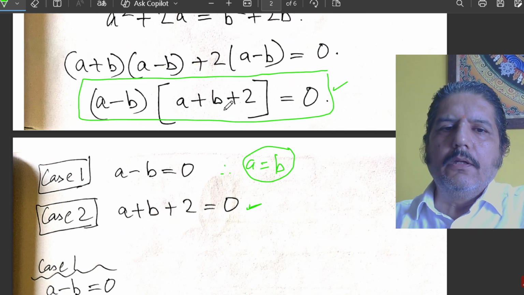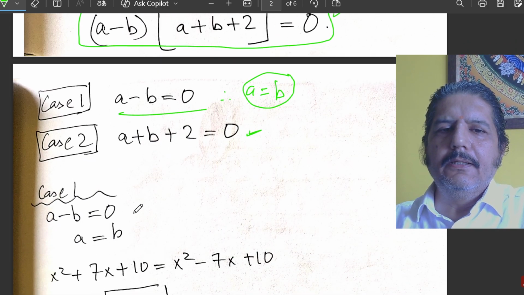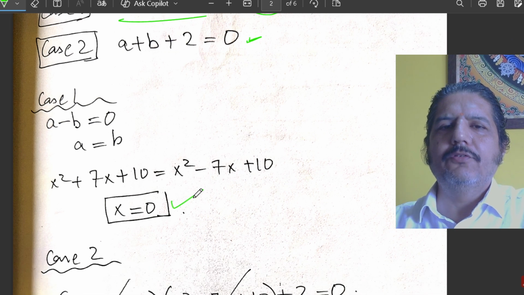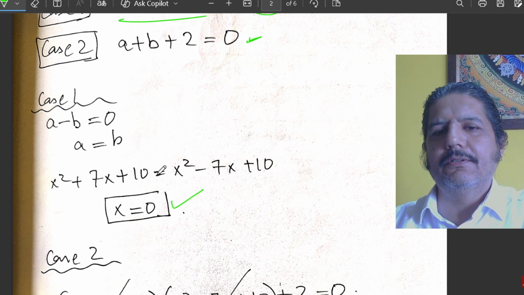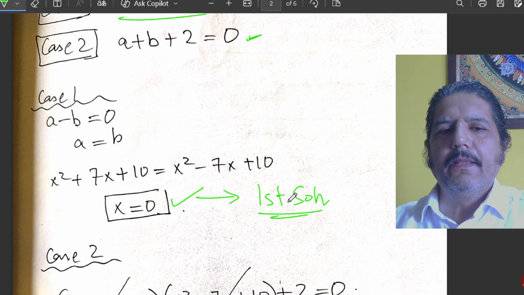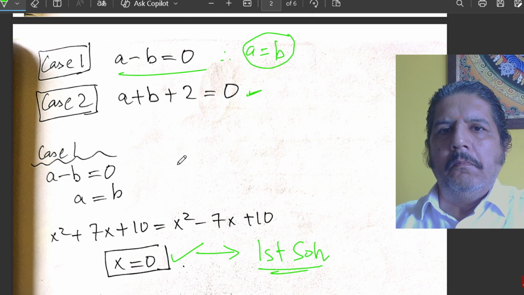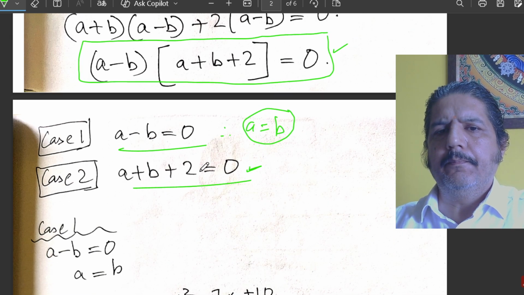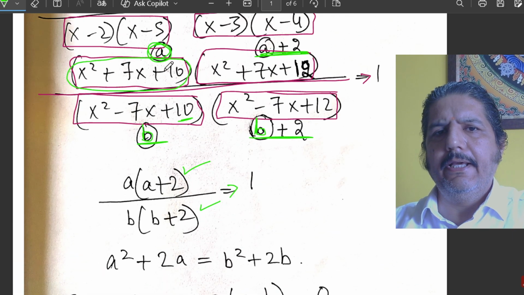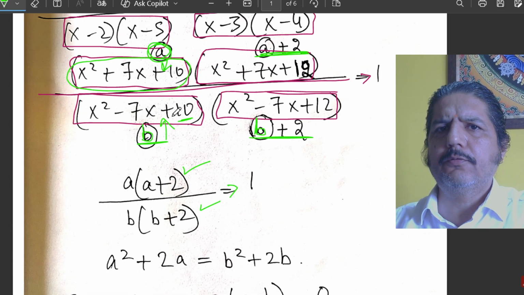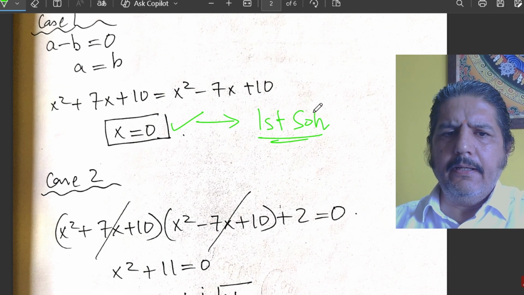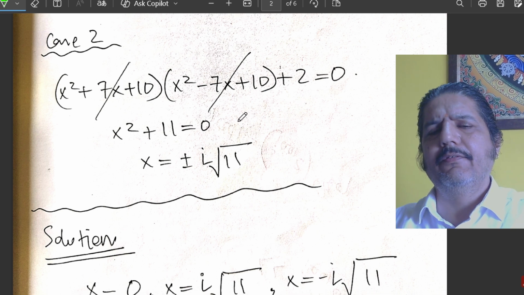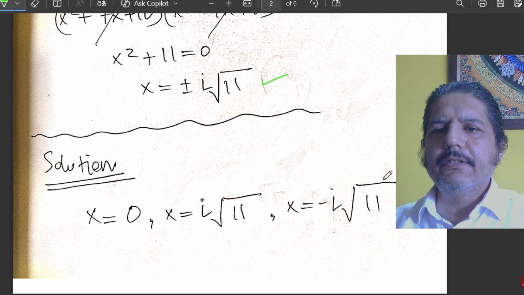But anyways, now if a is equal to b, then the solution that I have is that x is equal to 0. This is my first solution. And case 2 is that a plus b plus 2 is equal to 0. Then I put the value of a and b. I know a is equal to this, b is equal to this. I just put the a and b, and then I solve for x. x square plus 11 is equal to 0. x is equal to plus minus root 11. So these are the solutions.